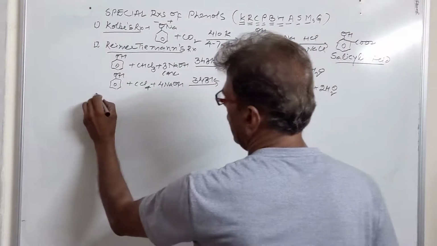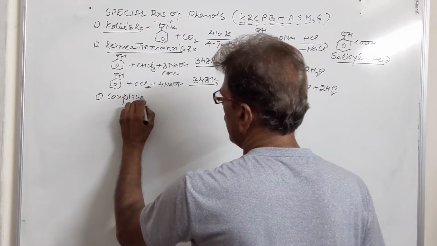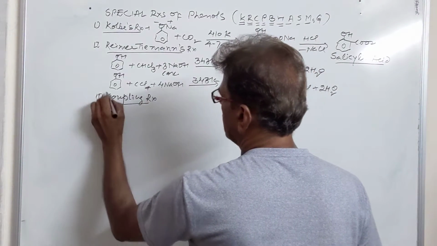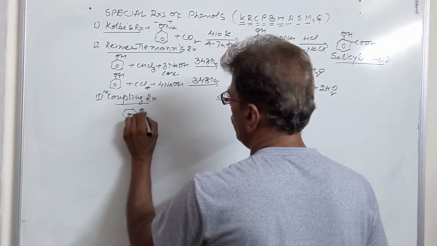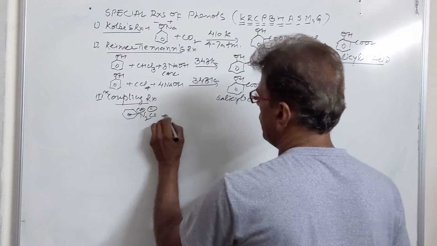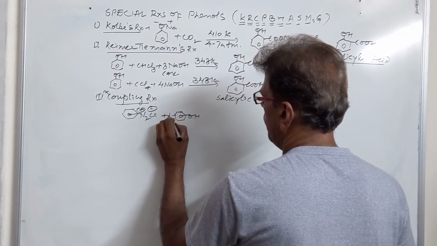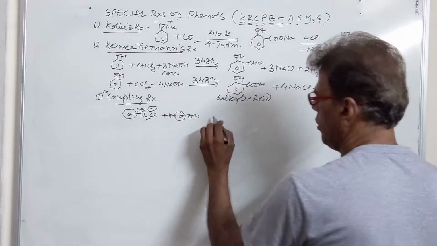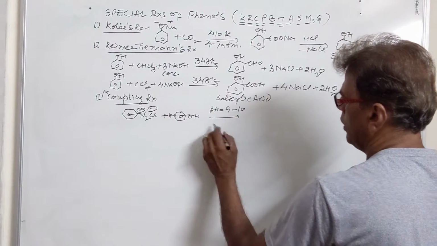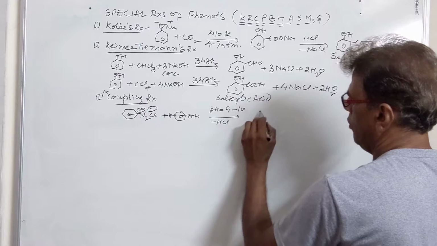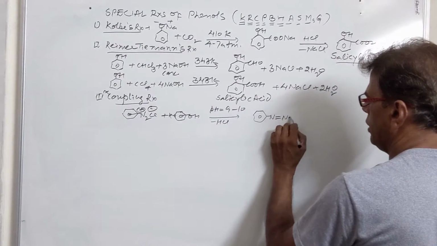Then we have the third reaction, that is called the coupling reaction. Coupling reaction, as we know, is used to prepare dyes. Benzene diazonium chloride is treated with phenol. pH of 9 to 10 here. Loss of HCl, we get para-hydroxy azobenzene as dye.